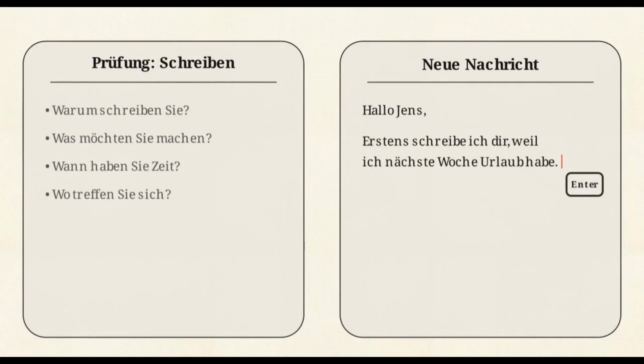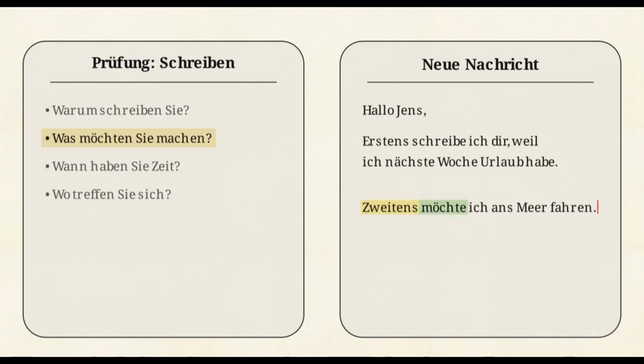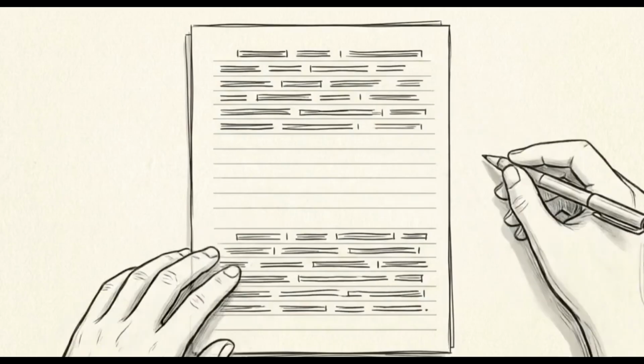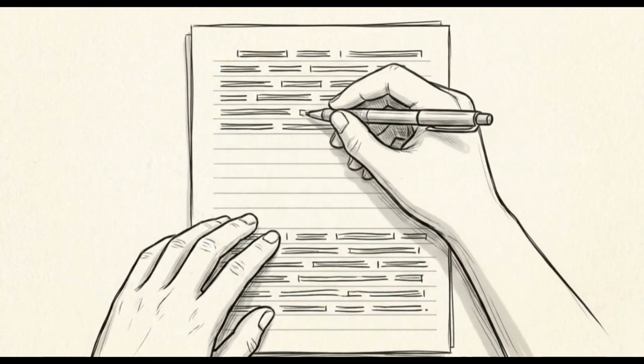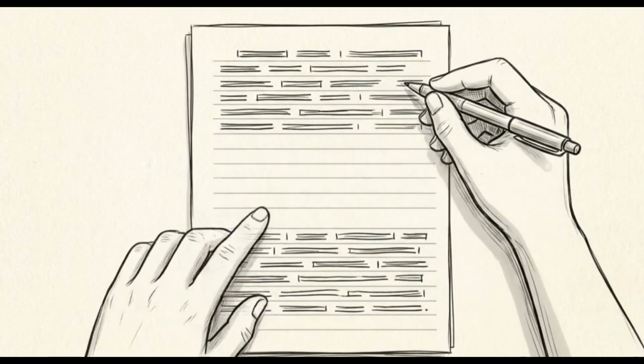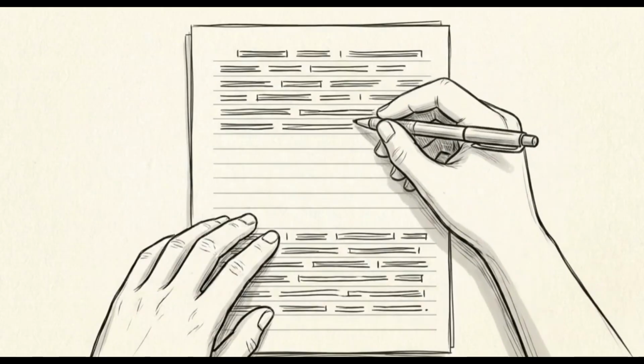Hit the Enter key and force a distinct line break before moving to your next idea. Looking back at our split screen, we address the second bullet point by starting a brand new paragraph with Zweitens. Then we add möchte ich ans Meer fahren. The pattern holds. The verb möchte locks securely into position 2. Look down at your own paper. You should now clearly see 2 visibly distinct blocks of text separating your first 2 ideas.